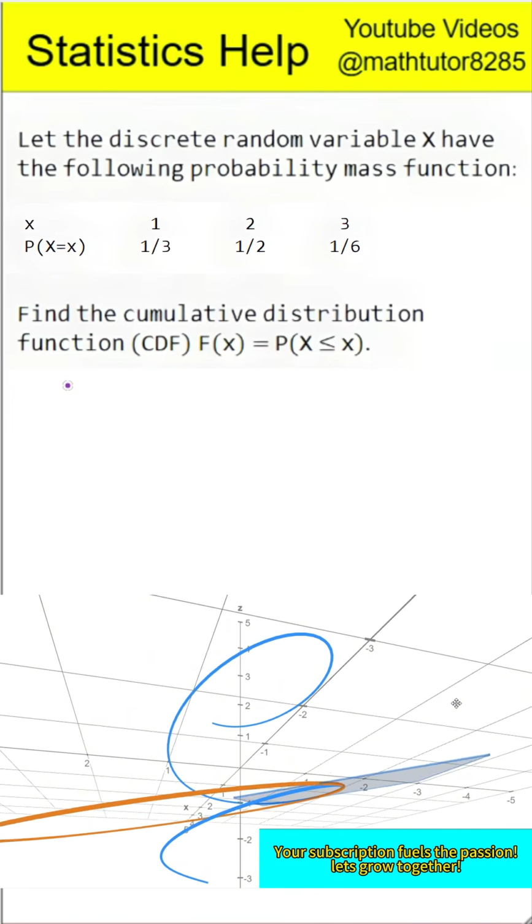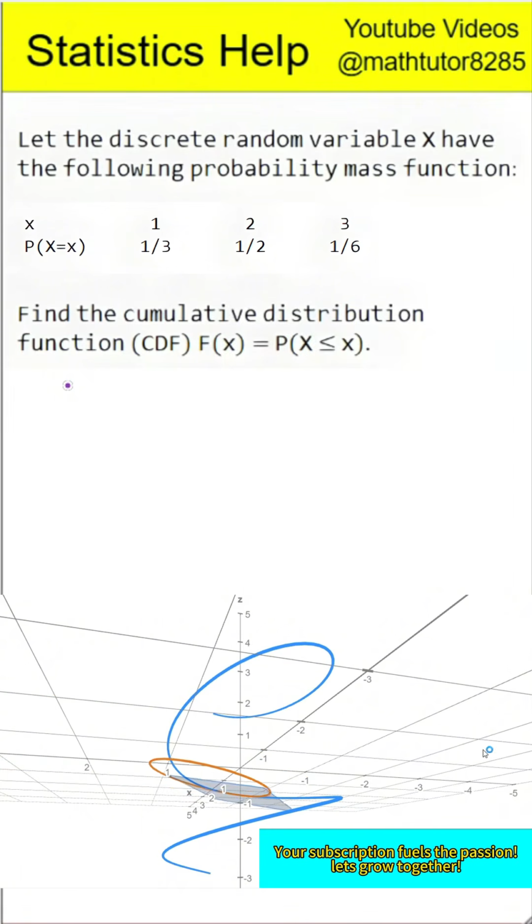What is the cumulative distribution function, also called the CDF of x? That is, find the probability that x is less than or equal to a given value.